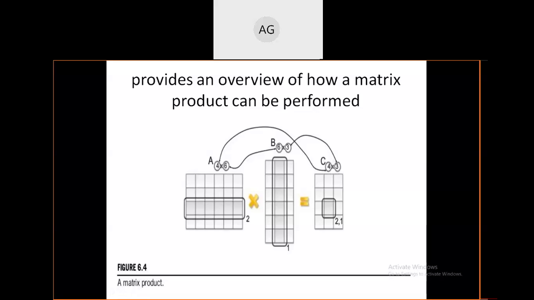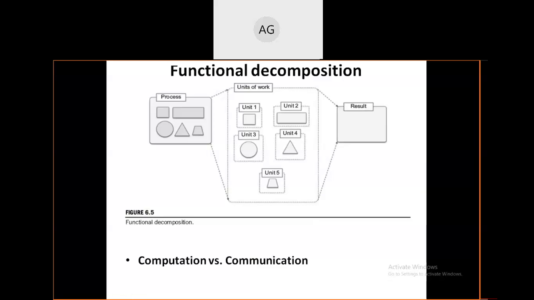And next one is the functional decomposition. Functional decomposition is a process of identifying functionally distinct but independent computations. Here the focus is on the type of the computations. After finding all the computations, later it will check whether all the data will be manipulated or not.